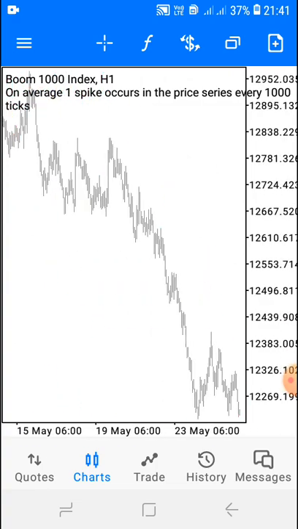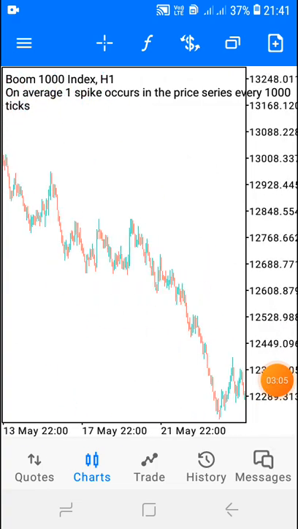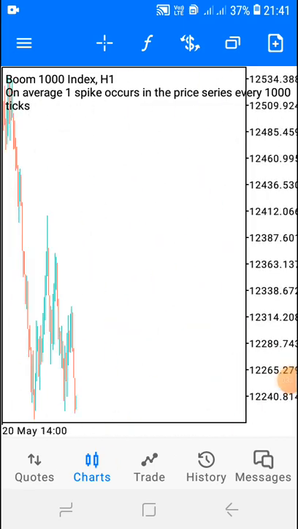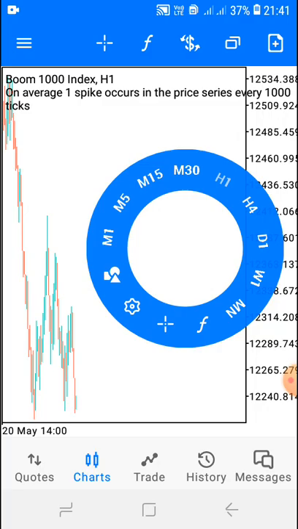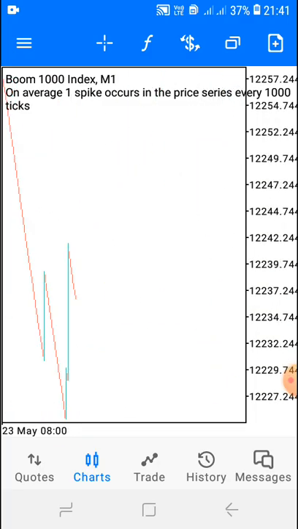So check this out, guys. Since the market is moving in the downtrend, what you're going to do now is go to the 1 minute time frame and add all of the indicators that I'm adding to my chart to make this strategy work. So go to the 1 minute time frame. As you can see, I'm on the 1 minute time frame.